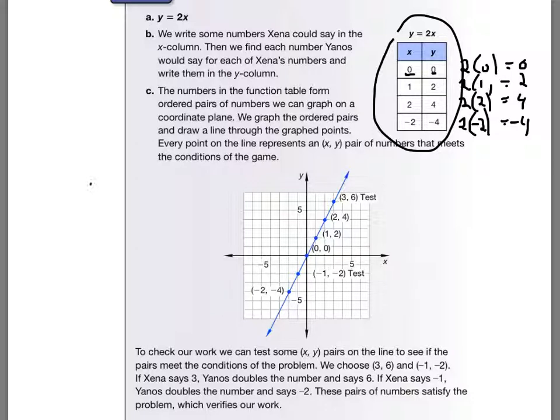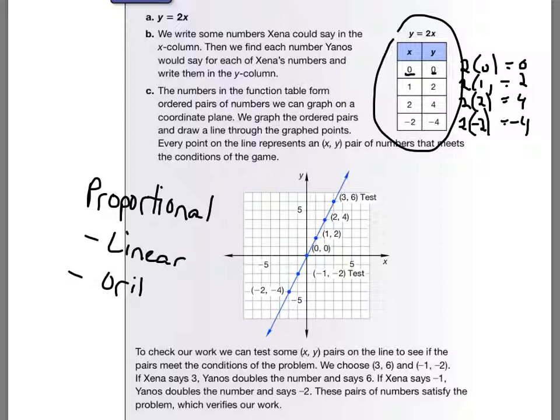Yes, it is proportional because it meets the 2 rules that we need: it has to be linear, right? It has to be a straight line, and then it has to go through the origin. And you can see here that it's linear and it goes through the origin, so the relationship is proportional.